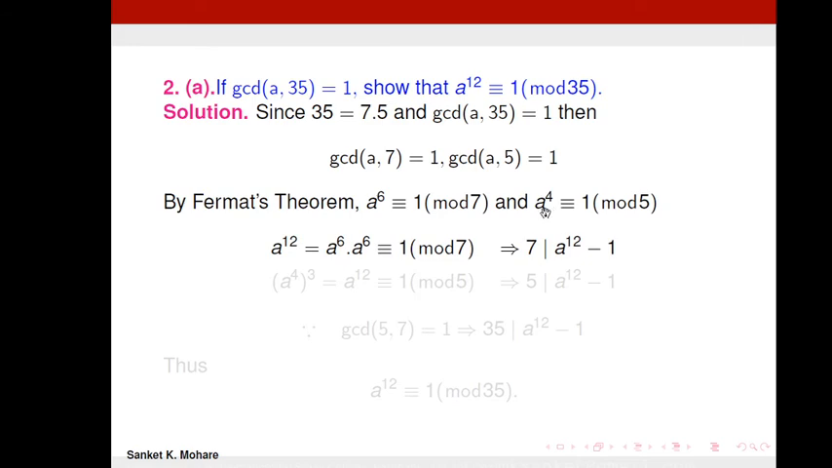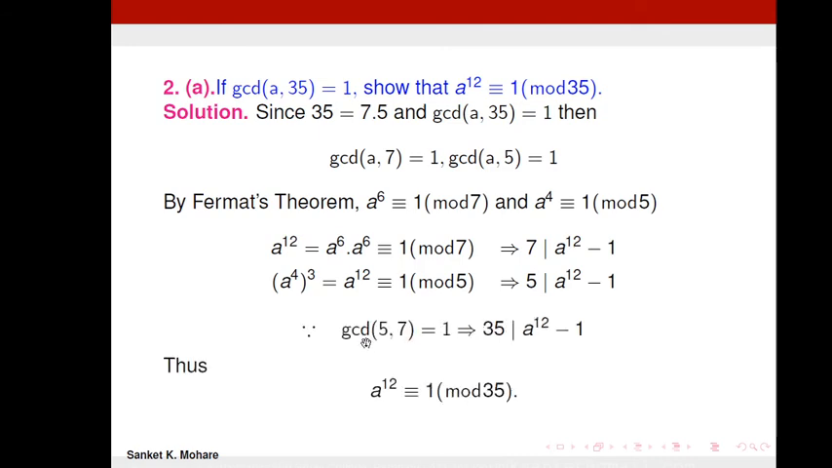Now, with the help of the other congruence, a to the power 12 is equal to a to the power 4 to the power 3, since 4 into 3 is 12. So this quantity is equal to a to the power 12. As a to the power 4 is congruent to 1 modulo 5, this quantity is congruent to 1 cube modulo 5, and 1 cube is 1. That's why in this case also a to the power 12 is congruent to 1 modulo 5, and this implies, by definition of linear congruence, 5 divides a to the power 12 minus 1.